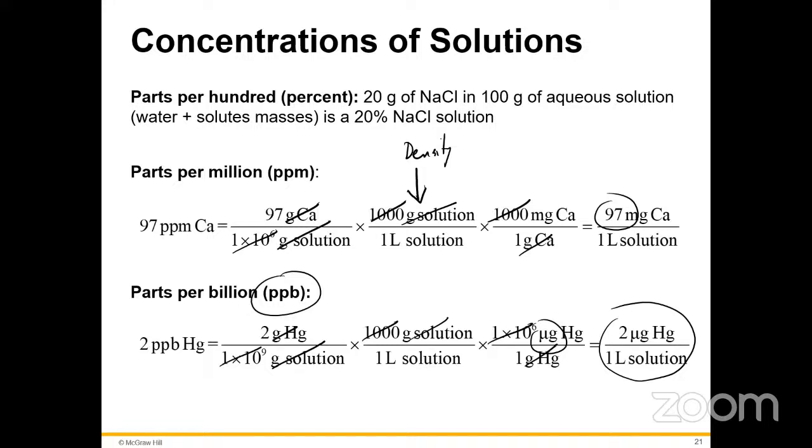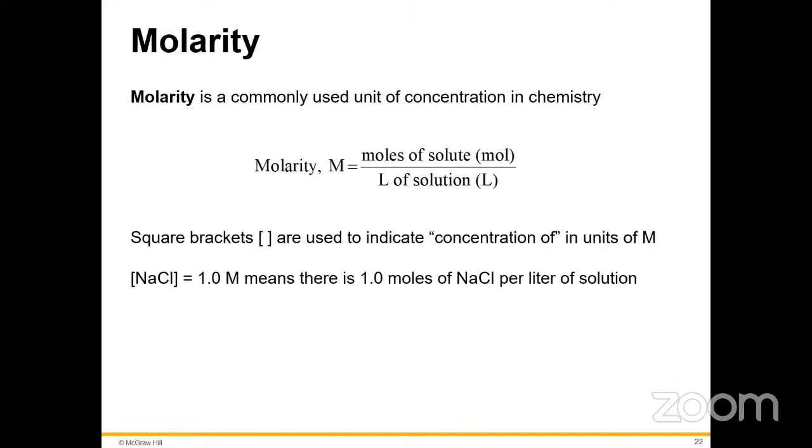All right, so those are a couple of ways that you can express the concentration of a solution. I would say that the most common way in chemistry of expressing the concentration is by this particular way of determining it. It's called the molarity.